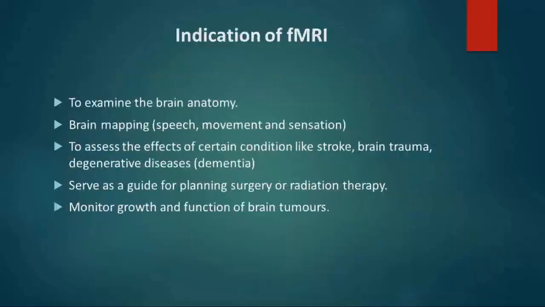Then indications of functional MRI. The functional MRI is used to examine the human anatomy. It's also used for brain mapping, as we have talked about before. With brain mapping, the patient is asked to perform a specific task, and when the patient is performing that task, there is increased blood flow to certain parts of the brain. This will help to show which part of the brain is used for speech, movement, and sensation.